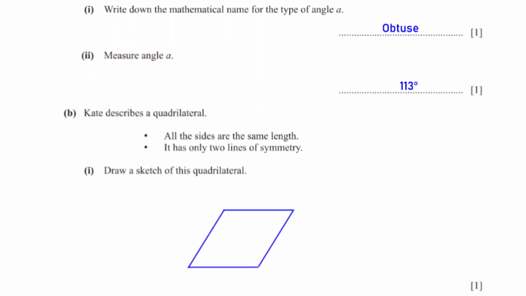Kate describes a quadrilateral. All the sides are the same length. It has only two lines of symmetry. Draw a sketch of this quadrilateral. Here is the quadrilateral that fits Kate's description.